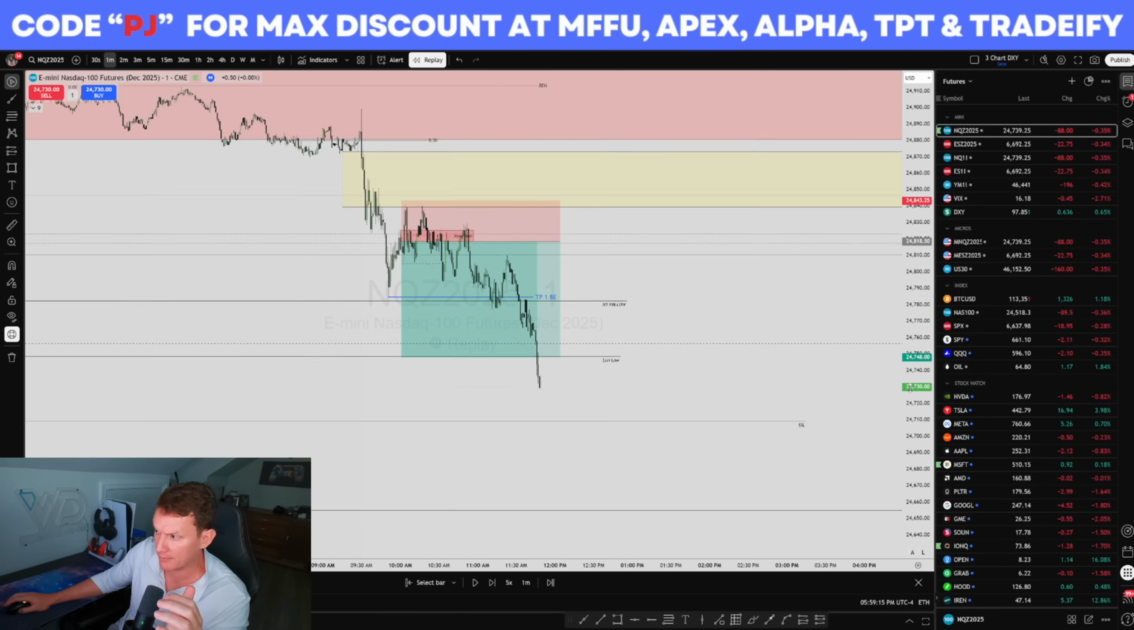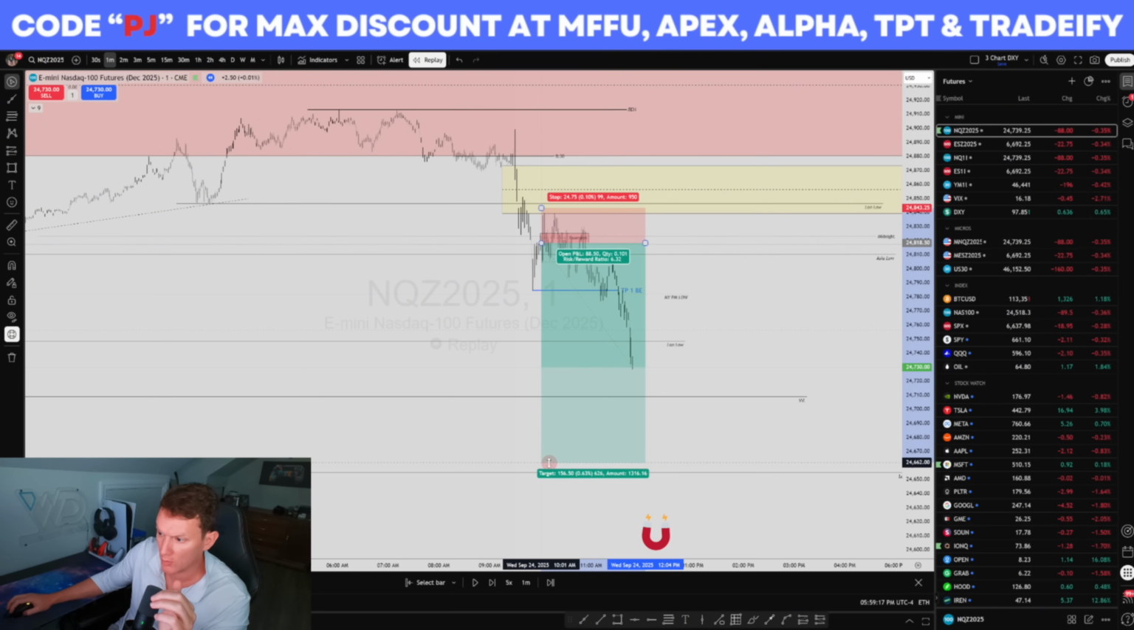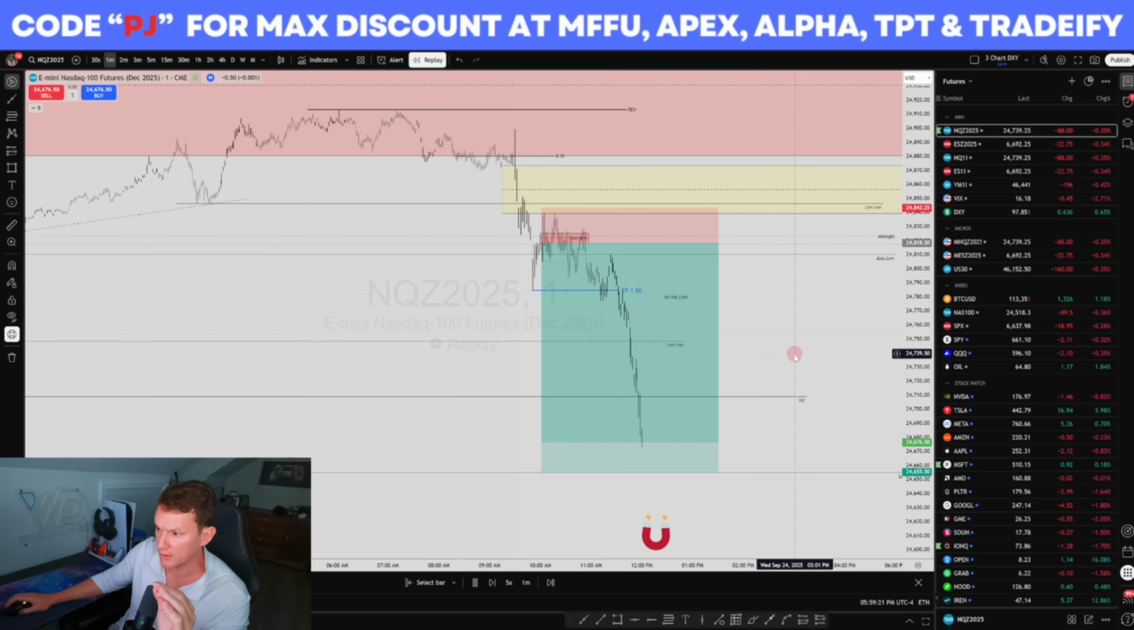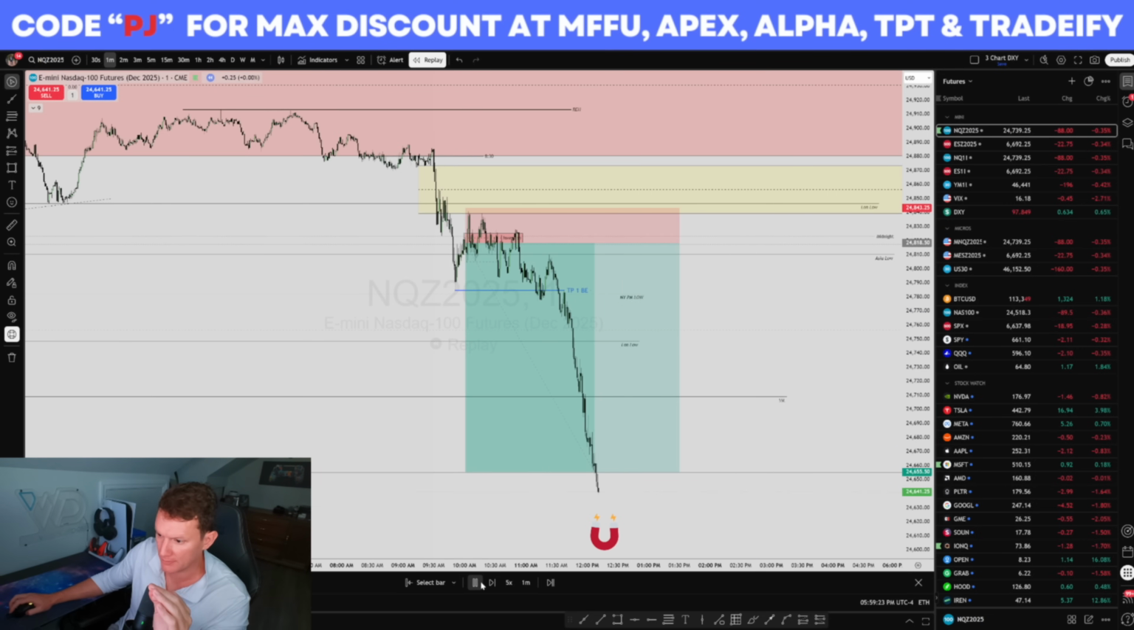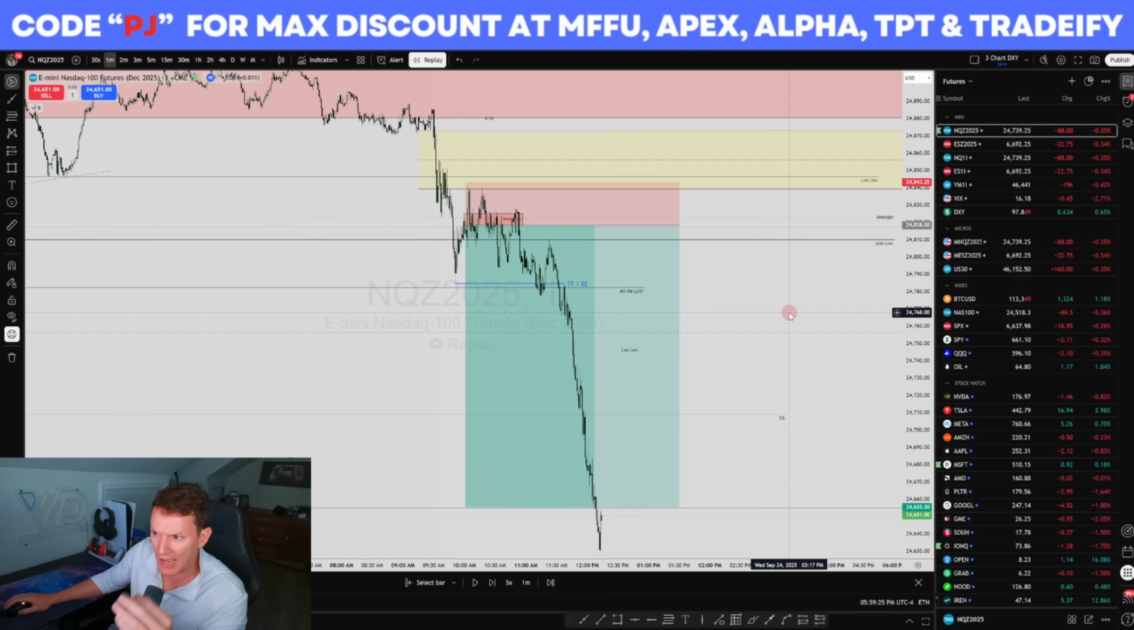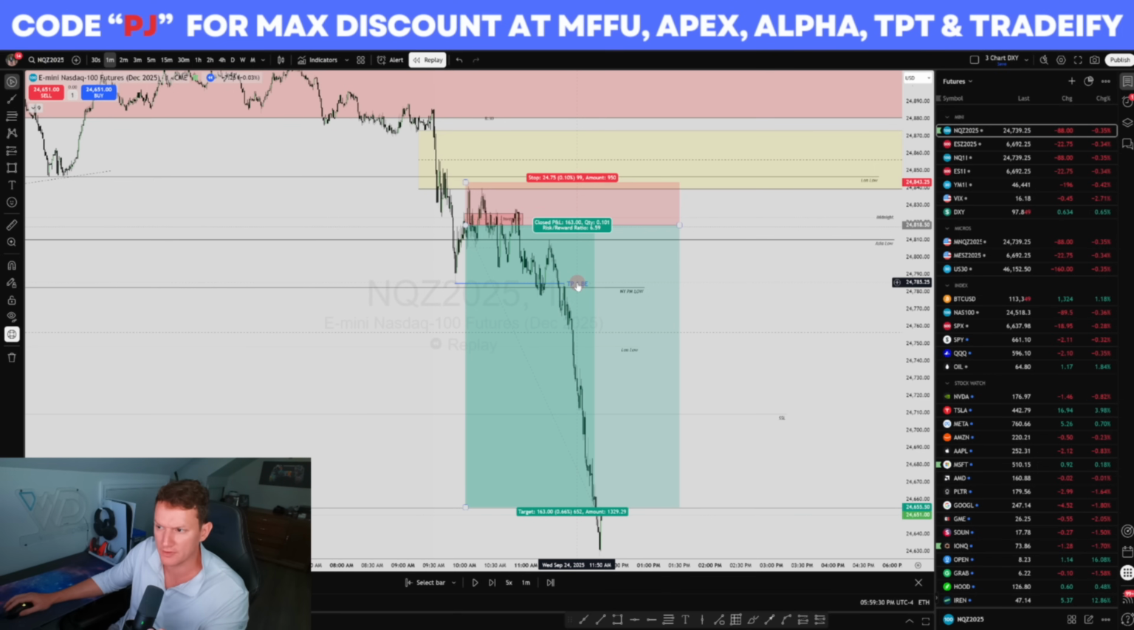Now, a lot of members rode this thing all the way down to that magnet down here for like a 160 something point trade. And that was a big time trade today in the premium. But listen, I took TP1, right? Because I was happy with the profits. I didn't want to sit in this anymore.